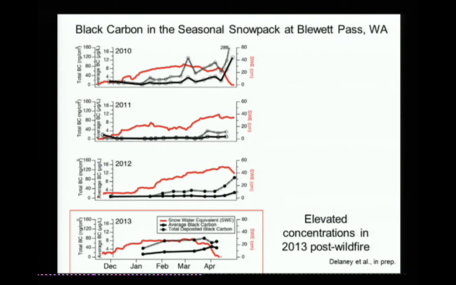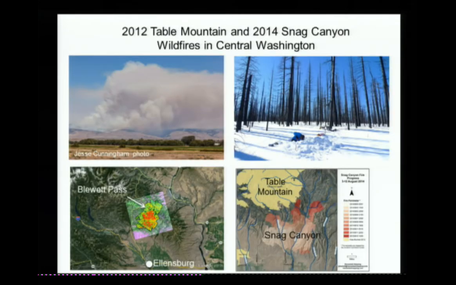Our study site is actually outside of that burn area, but just due to its proximity to the Table Mountain burn area, we were able to see an increase in black carbon concentrations. And so this is Blewett Pass. You can see the road going up there. That's highlighting where I've got Blewett Pass there is showing where the Table Mountain burn area was. So right here.